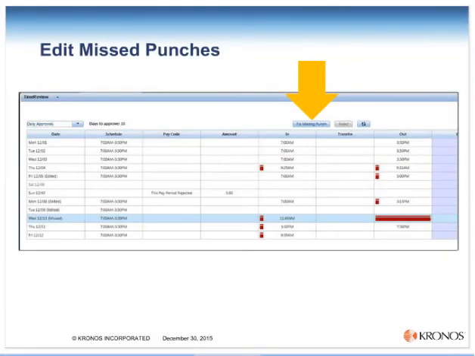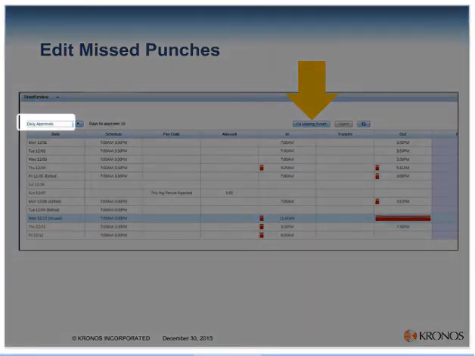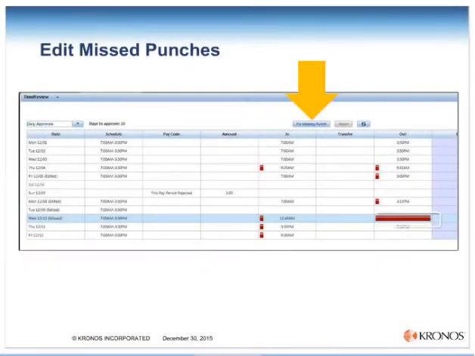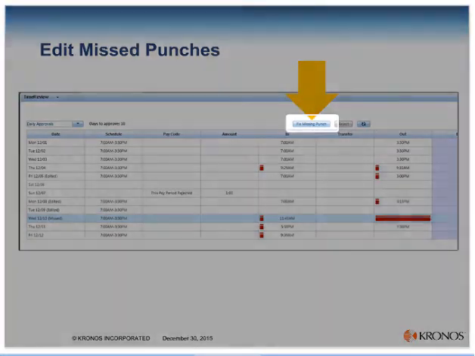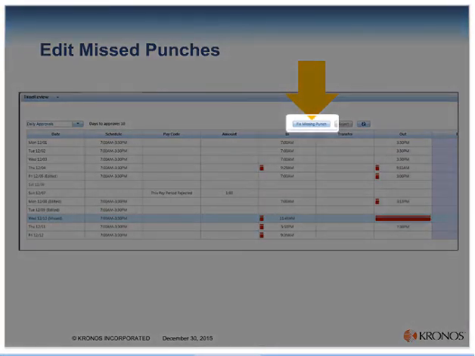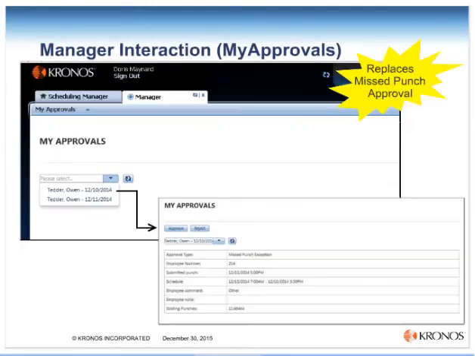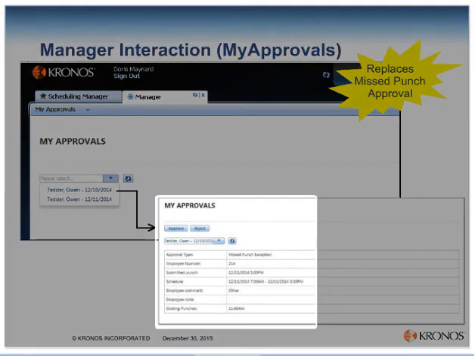Here we see the interaction for correcting a missed punch. In Daily Approvals, when an employee sees a missed punch and clicks on the cell that contains the missed punch, a button will appear that allows them to fix that missing punch. That missed punch request is then routed to the employee's manager, who can take appropriate action.